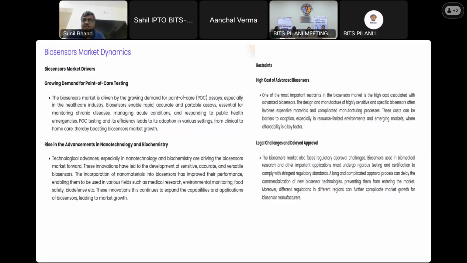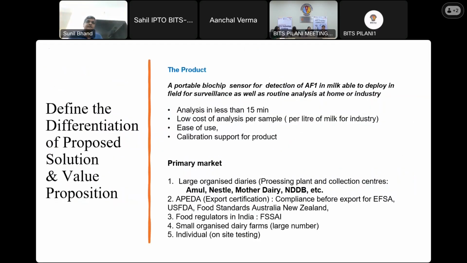And those may take 6 to 8 months. I don't foresee major challenge in terms of regulatory perspective. In my last slide, perhaps, or maybe the last but one, the product is a portable biochip sensor for detecting aflatoxin. Sorry, it should be aflatoxin M1 in milk.